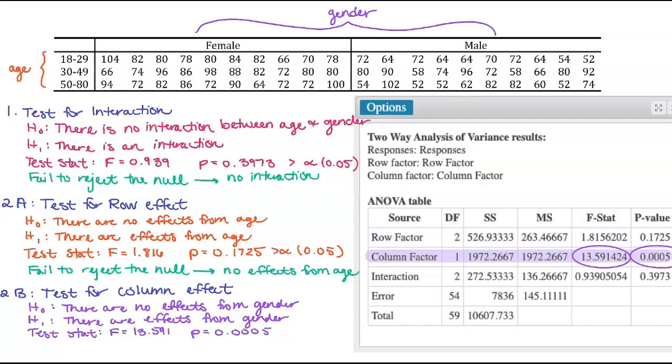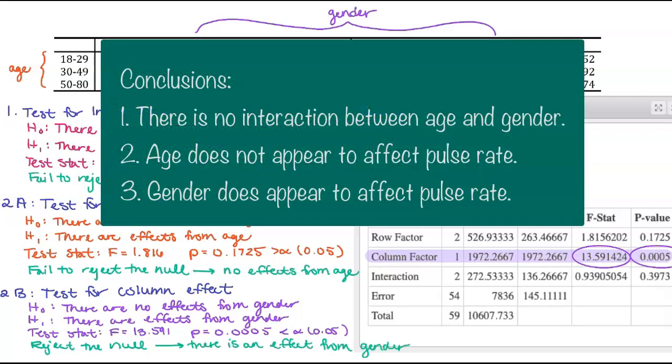This is a small p-value. It's less than our level of significance, 0.05. So for this test, we reject the null. We conclude that there is an effect from gender. In other words, gender does appear to affect pulse rates.